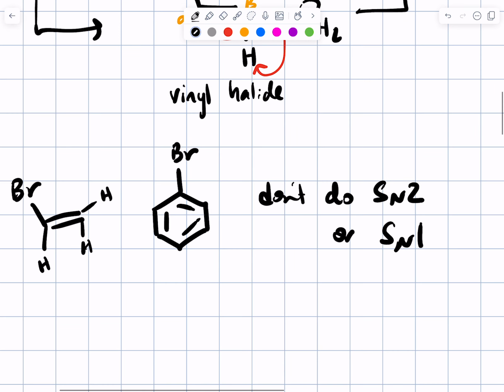So that's why it doesn't do SN2, and it doesn't do SN1 because the corresponding carbocations are too unstable. But don't over memorize or over apply that. The vinyl halides are okay in elimination reactions. All right, others?